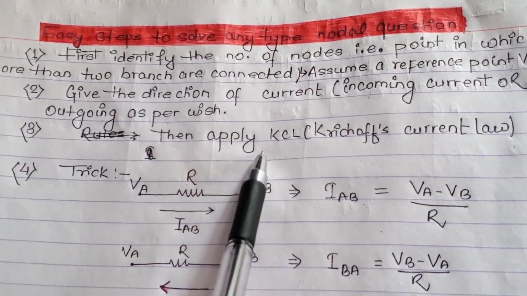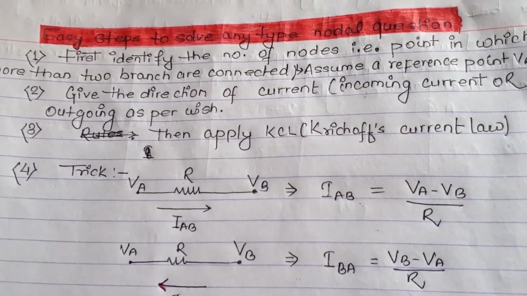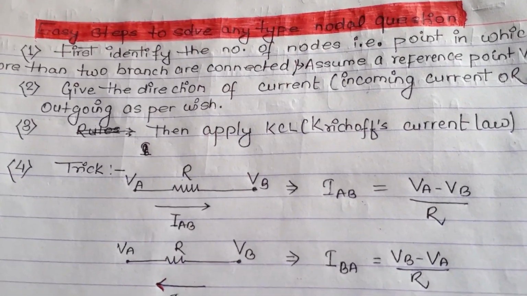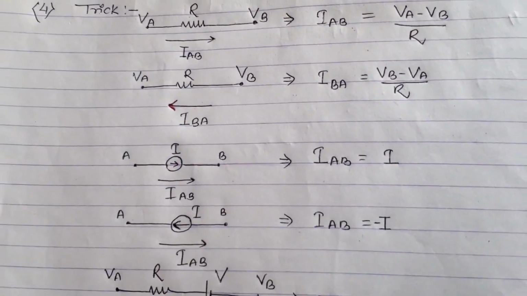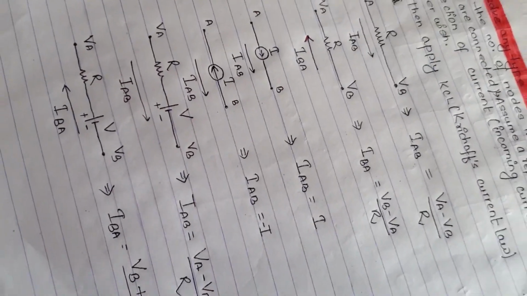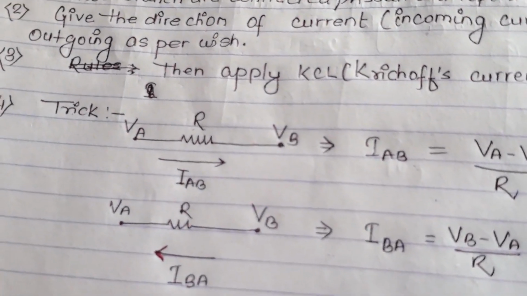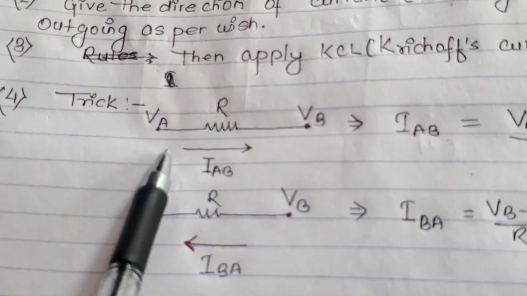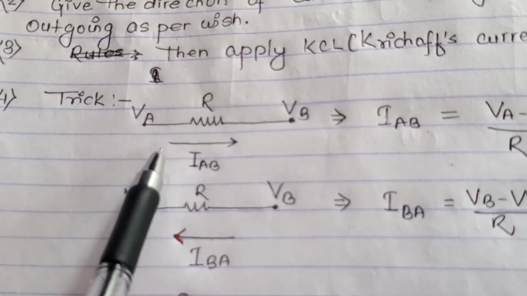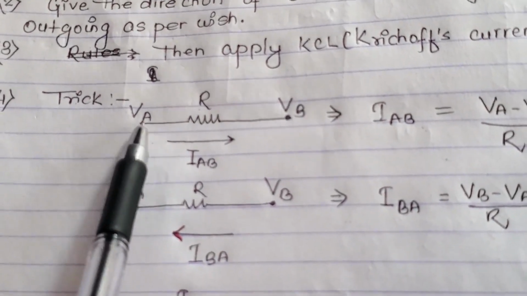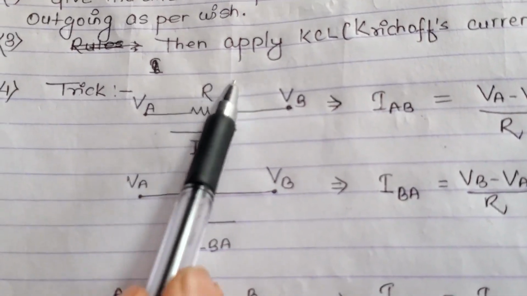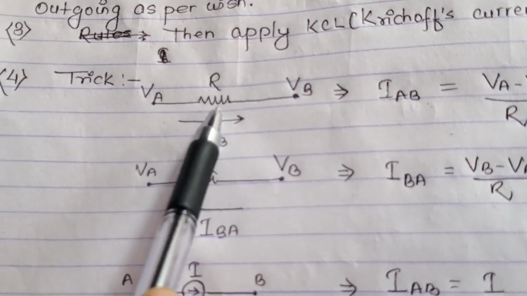These are the steps, and friends, here I'm going to tell you a trick. If you follow this trick, you can solve any sort of nodal analysis easily. So friends, let's look at it. These are the types of branches you will get in nodal analysis. This is the first type of branch, where you will find only a single resistance in a circuit.